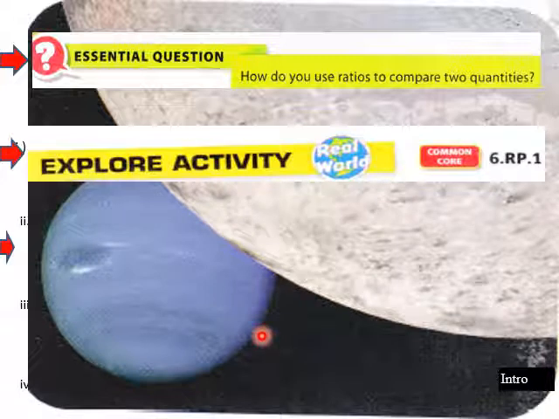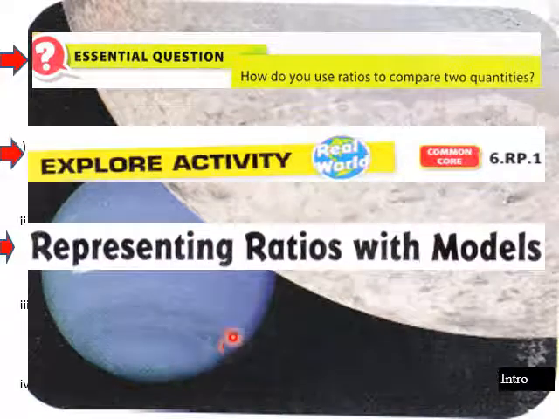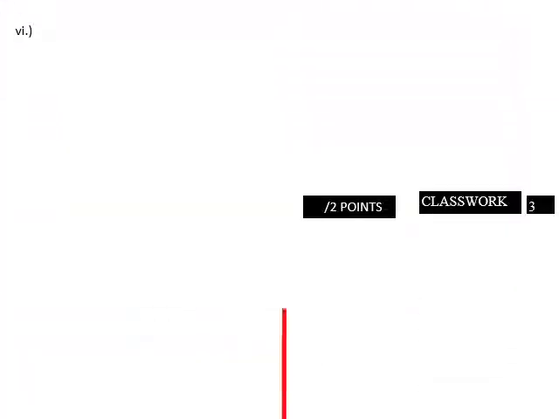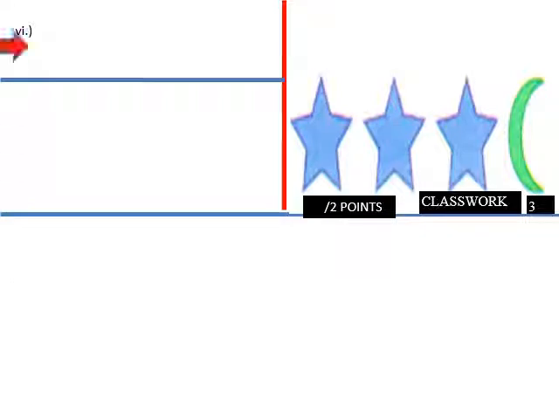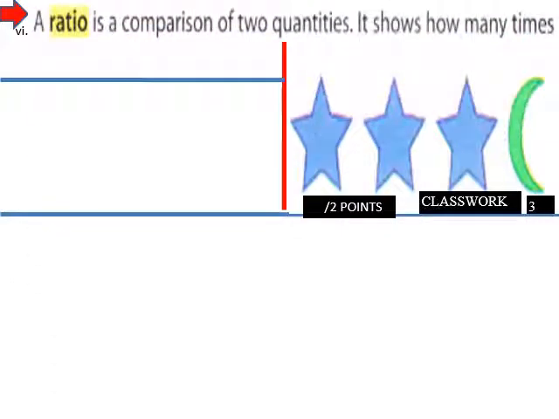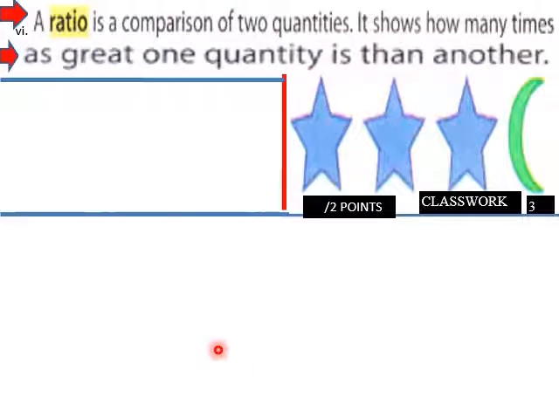Essential question, explore activity: how do you use ratios to compare two quantities? Ratios with models. Now we're going to represent a ratio by a model. A ratio is a comparison of two quantities. It shows how many times as great one quantity is than another.